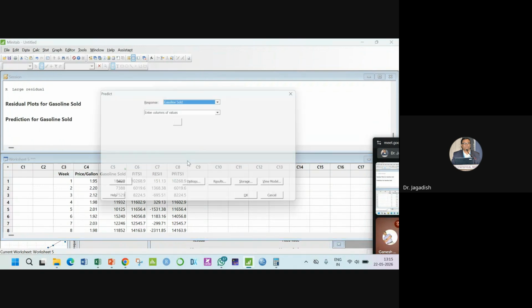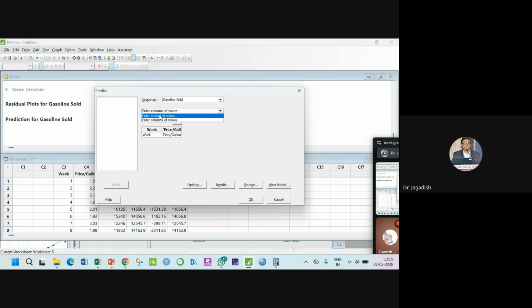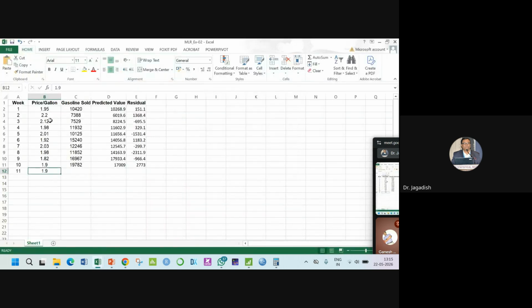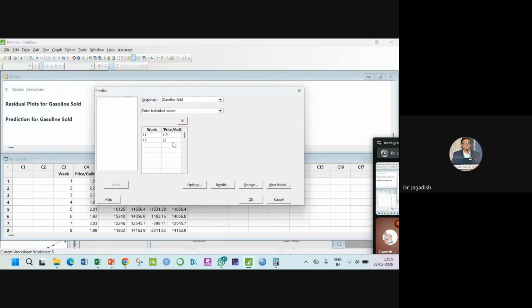Regression predict. And this time I'll put week number 11 and price 1.9 only. For week number 12, let us say I keep the highest value, 2.2. If I keep 2.2 as the price, approximately what amount of gasoline will sell? And for the 13th week, if I keep the price at 2.01, what will be my value of gasoline sold? That is what I want to predict.